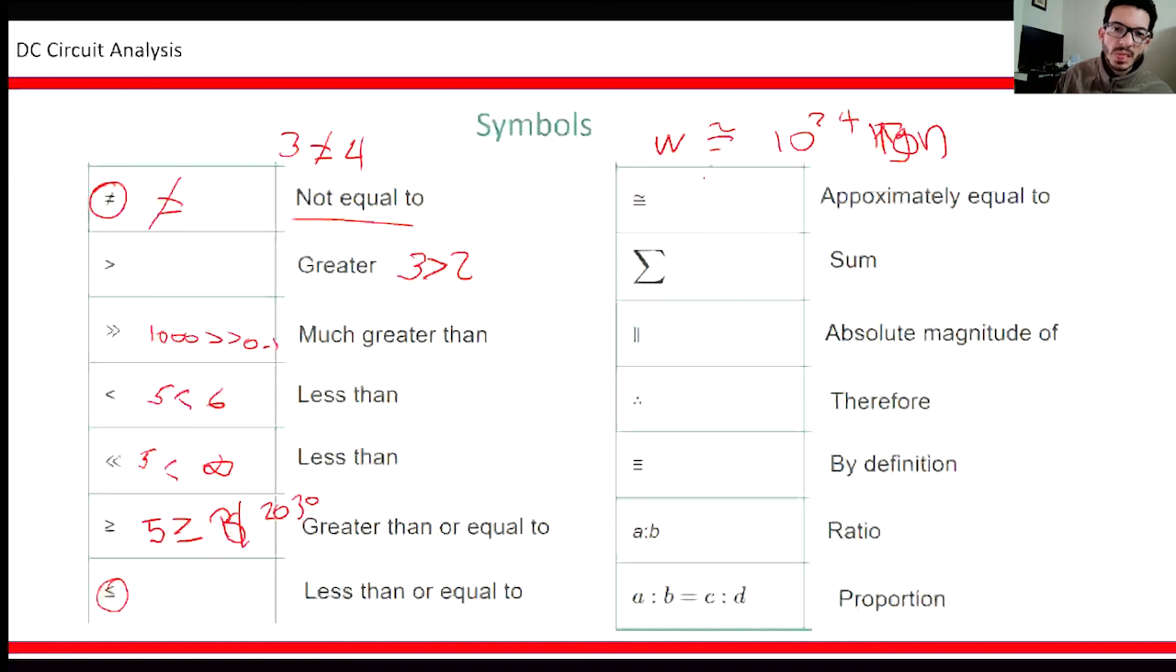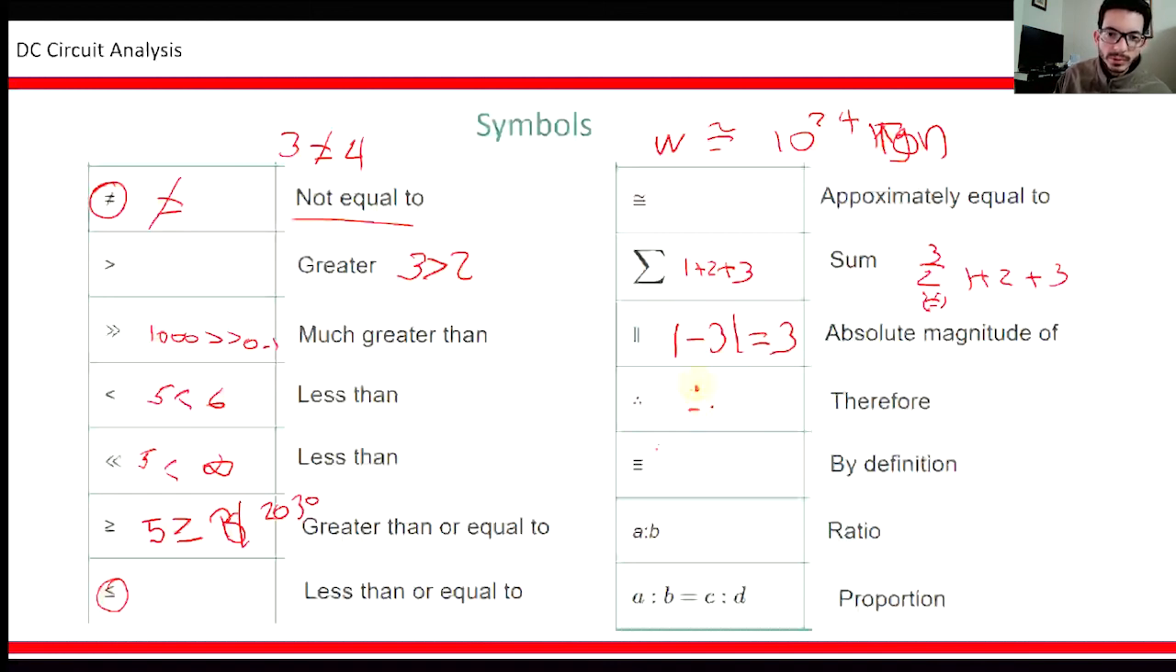An example. Sum, so this is when you have 1 plus 2 plus 3, you do sum of i to 3 when i starts from 1. Okay, so this is i is 1 plus i is 2 plus i is 3. This is sum. Absolute of, so this is the absolute magnitude of negative 3 is equal to 3.